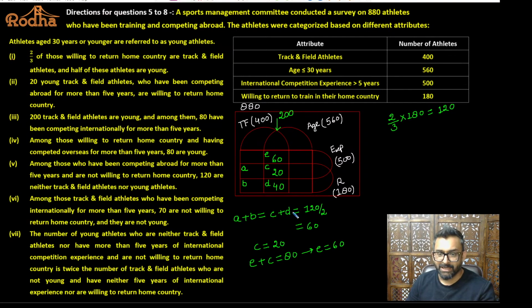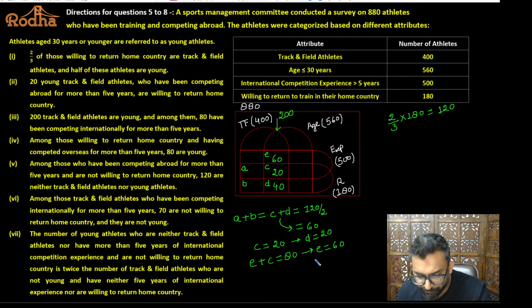बेटा ये जो नंबर है ना, मेरे को C plus D पता है 60 है. C plus D 60 पता है, and C I calculated 20. अगर C 20 है तो D कितना होगा? C plus D is 60. D will turn out to be 20. Yes or no? Yes?